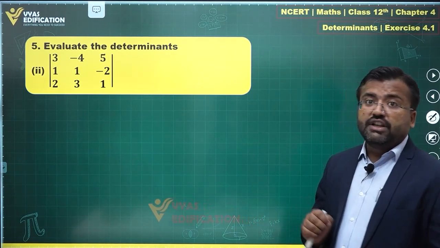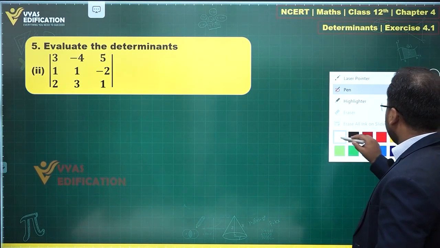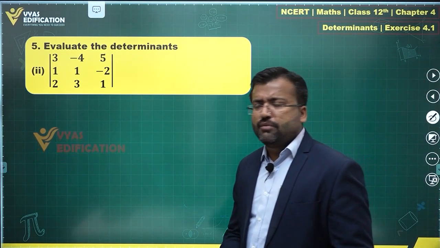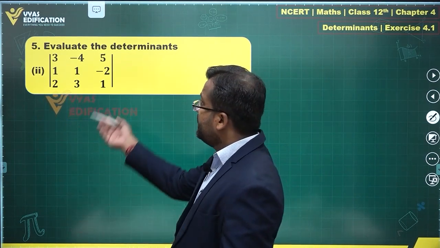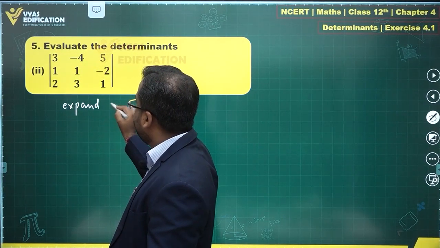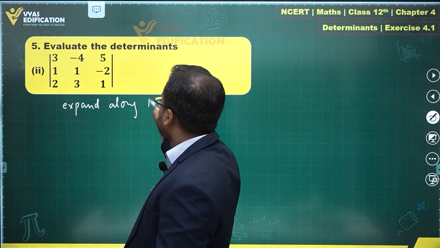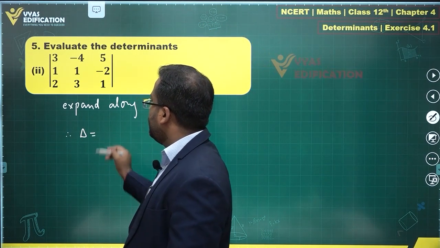We are supposed to evaluate the value of this determinant next. And how do we go about solving this? As you may observe, there aren't any zeros to begin with, and so we can expand along any row or any column. Let's expand along the first row. So what will that give us? Therefore, delta will be equal to what?